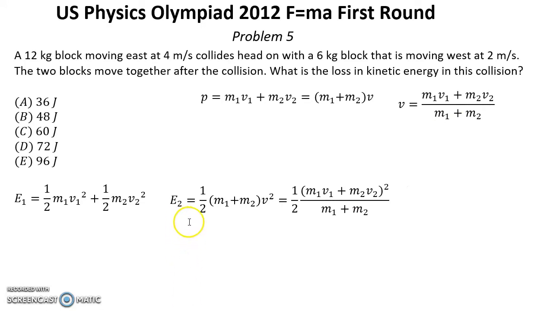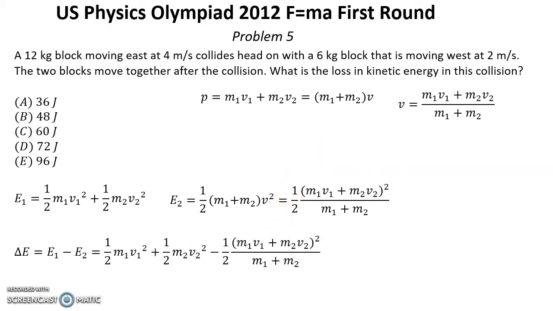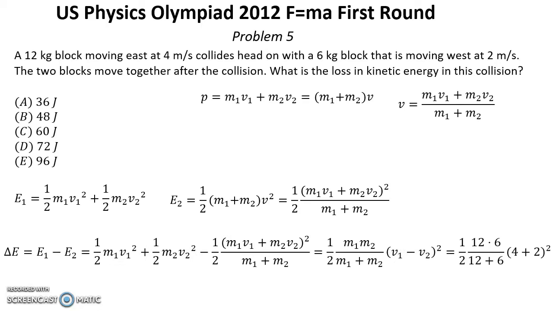Final energy E2 will be this one. Now we can count the energy loss. This is the expression for energy change. Let's count it. Energy lost will be this expression. And now let's put in the numbers. Here we need to emphasize that v2 is negative. This is why we put a plus here. And the answer is 72 joules, which is answer D.